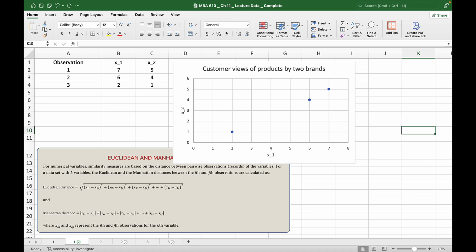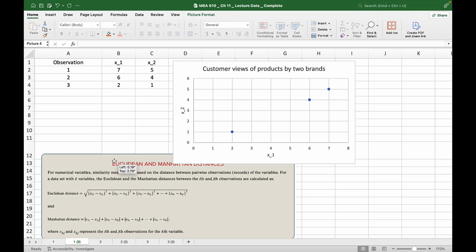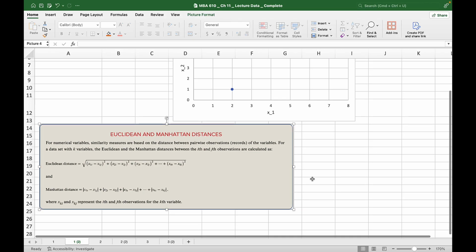Eyeballing this, right away you might say to yourself, yes, these 2 observations, observations 1 and 2, are more similar to each other than either of them are to observation 3. Customers 1 and 2 viewed products by brands 1 and 2 in a much more similar fashion than did the third person. This person viewed fewer products by either brand. So we quantify how similar or different they are using 2 measures called the Euclidean and Manhattan distances.